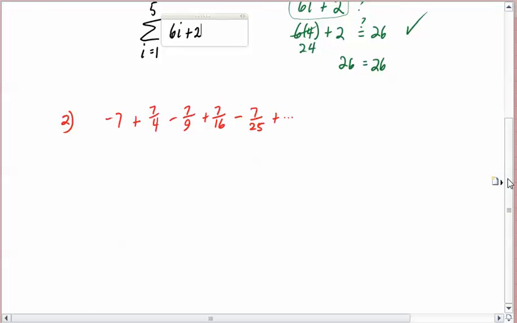Now this one looks a little bit scary because it's fractions, but don't be afraid of these kind, especially when you see a constant number at the top or the bottom. Those are easy, easy, easy.